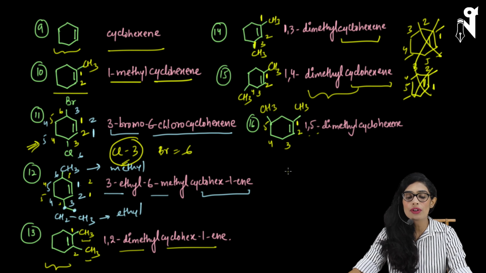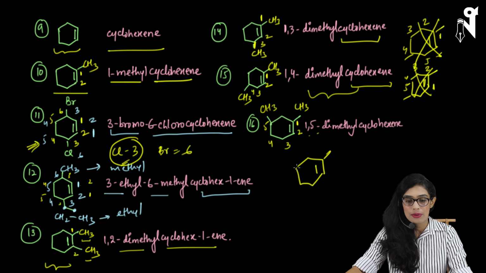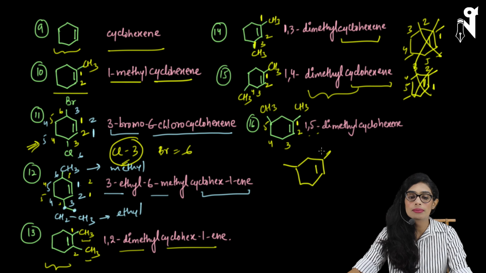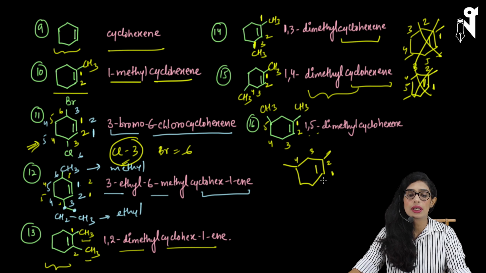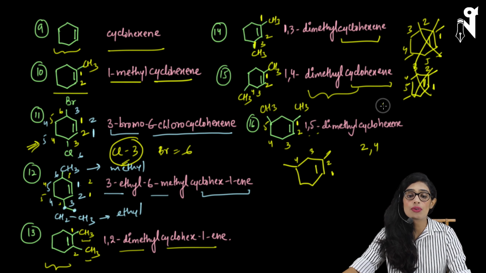Can I use any other way of numbering? Let's try out. I could have started from, let's say, here: 1, 2, 3, 4. In this case, my double bond carbons are again getting positions 1 and 2, but one methyl is getting position 2 and another methyl is getting position 4. If you look at the previous case that I chose, positions 1 and 5. So the sum is not different, by the way.